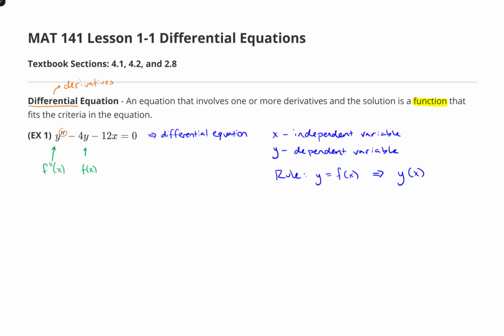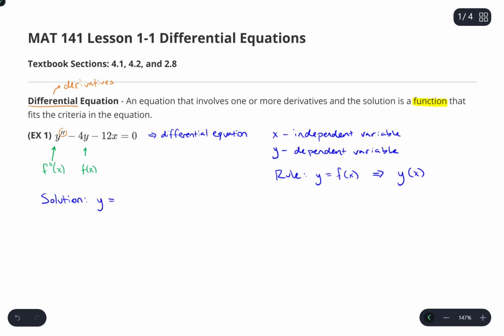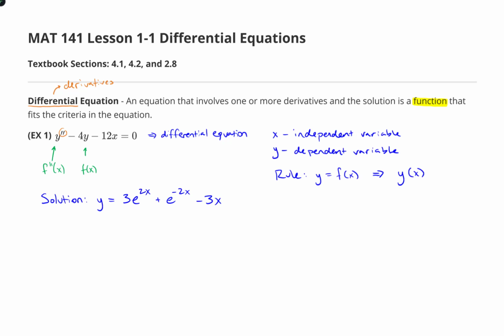Now, there are ways of developing a solution to a differential equation, but I don't want to get to those just yet. I will in a moment. The first thing I want you to do is really understand what it means to be a solution. So for instance, I'm just going to tell you what the solution to this differential equation is. The solution here is y equals 3e to the 2x plus e to the negative 2x minus 3x. And don't worry about how I came up with that. There are methods that could determine that for us, but we're not going to get into those. I just want you to see how the differential equation works itself.